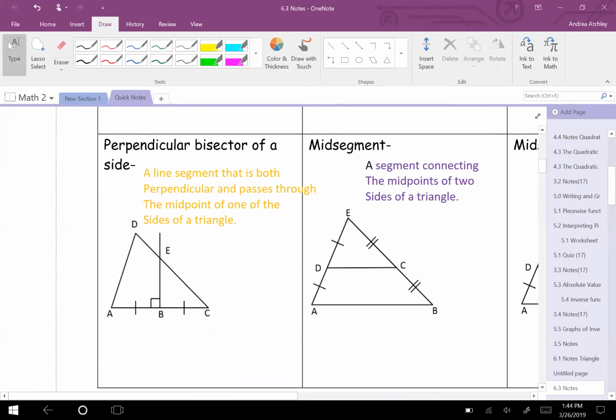Okay, perpendicular bisector by side. We've already talked about perpendicular bisectors yesterday. Now you're going to have a perpendicular bisector of a triangle. It's a line segment that is both perpendicular and passes through the midpoint of one of the sides of the triangle.